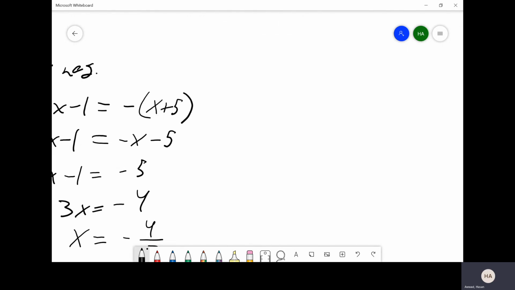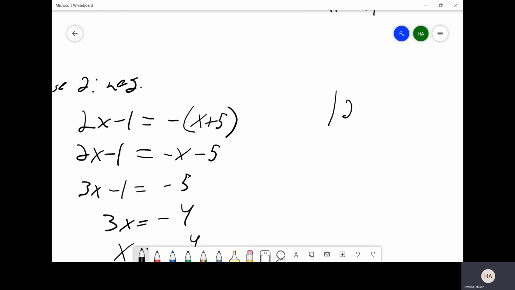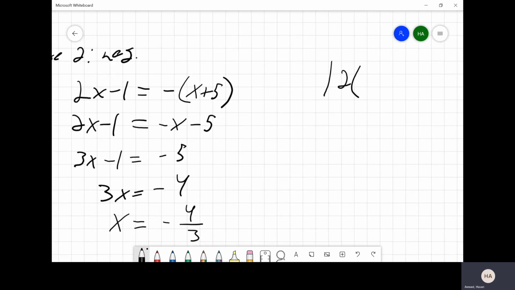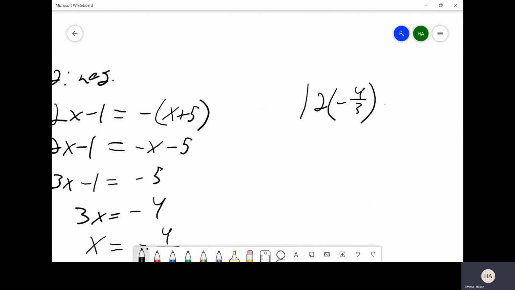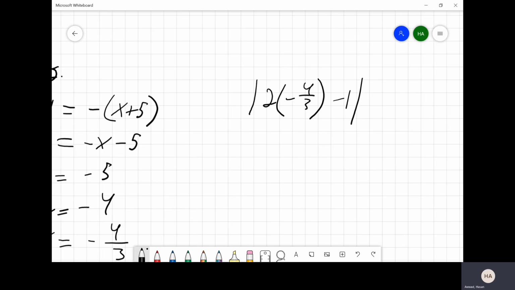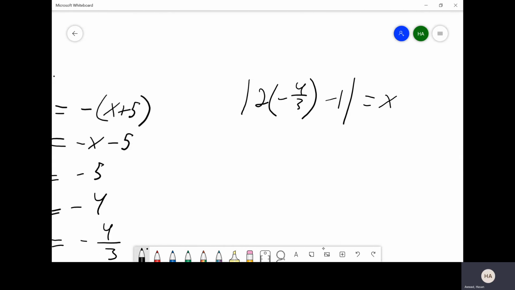So doing our check was the absolute value of 2 times, it was supposed to be negative 4/3, right? So negative 4/3, in parentheses, and then this would be minus 1, absolute value, is equal to x plus 5, and again, x is negative 4/3 plus 5. Okay, so to do this, we do have to do a little bit of fractional addition and fraction multiplication. That's not so bad, though.